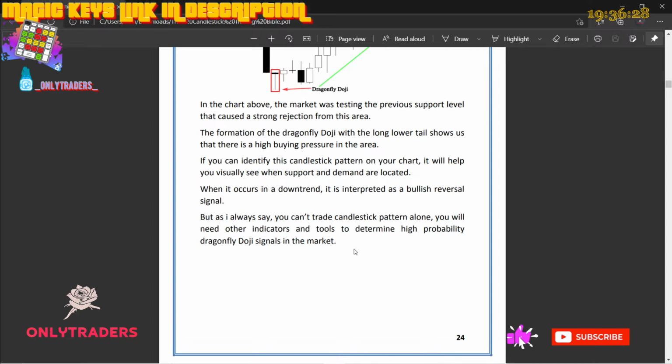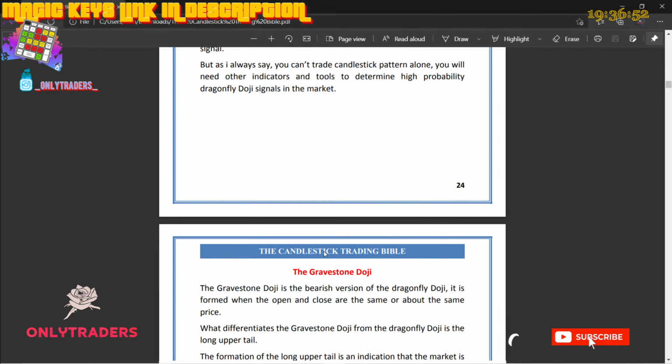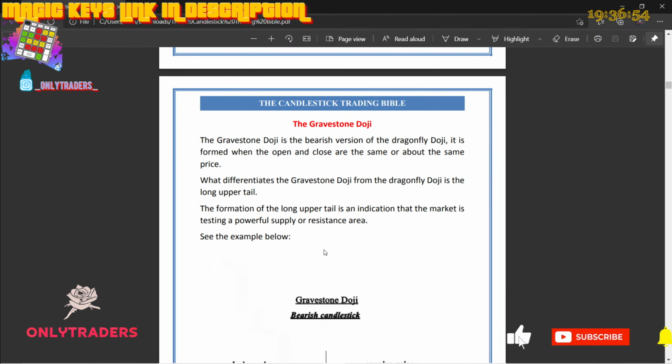But as I always say, you can't trade candlestick patterns alone. You're gonna need another indicator or tool to determine high probability. And that tool to determine high probability is called price action, where you identify structure, you identify behavior, you identify patterns. If you want to use your EMAs, etc., that's up to you. But for me personally, I do not use that.